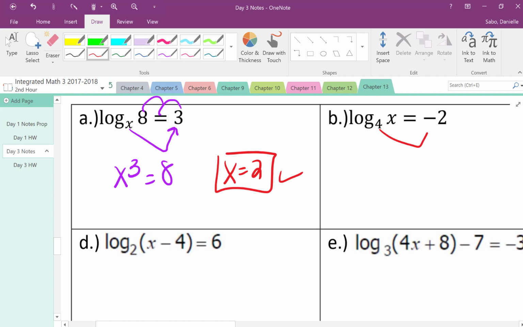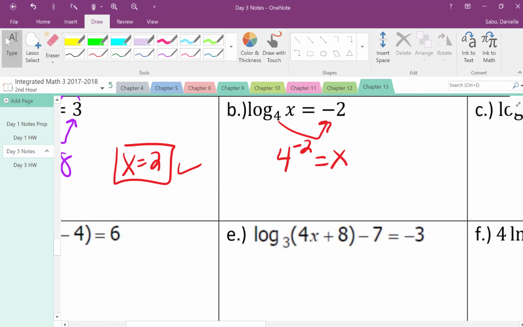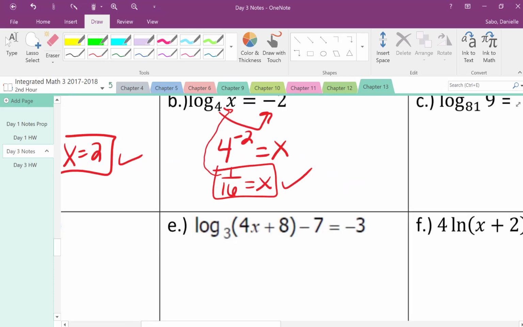Let's do it again. 4 to the negative 2 is equal to x. Here's where a lot of people say, oh, it's negative 16. No, what is it? It's 1 over 16. Very good. Because the negative exponent just brings it to the bottom. That's all it does. It does not make it negative. When I plug it back in to my argument, the only restriction is that it cannot be negative. Is it negative? No, so I go ahead and check it off. Good to go.